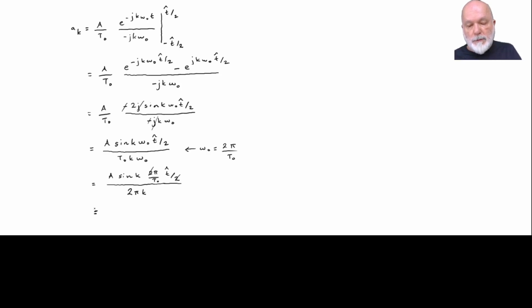Okay, I think I have forgotten this 2 factor here. So there is also a 2 over there. So we have 2A, and therefore those 2's will cancel out. And we have therefore A sine(pi k T cap divided by T0) divided by pi k.